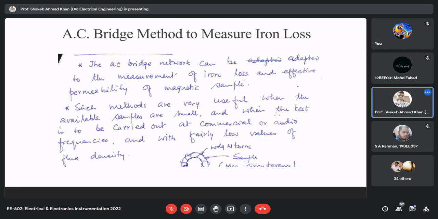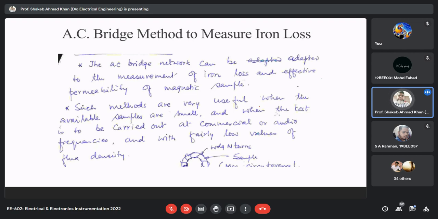So now another thing is, how can we measure the core loss? Once you are able to measure the core loss, only then can you think of separating it into the hysteresis and eddy current loss. Now how can we measure the core loss?